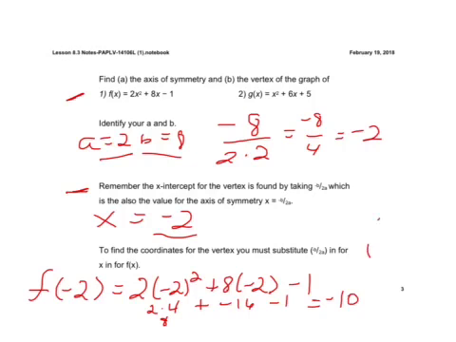So our vertex for this parabola would be negative 2 comma negative 10. And this would represent a minimum point because our a was greater than 0. All right, so now we'll do example 2. So let me erase this.